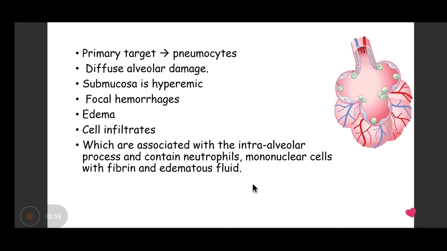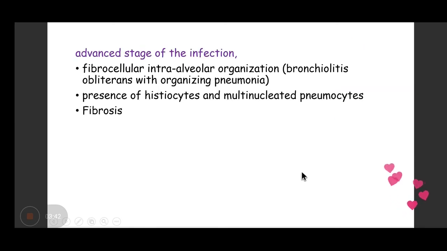What happens in viral pneumonia? The primary target is pneumocytes. Pneumocytes are the alveolar cells, type 1 and type 2. They are the primary target of the viruses, and the viruses cause diffuse alveolar damage. The alveolar submucosa becomes hyperemic. There are focal hemorrhages, edema, and then cell infiltrates into the interalveolar space, associated with neutrophils, mononuclear cells and fibrin production. In an advanced stage of the infection, there is fibrocellular intraalveolar organization. There is presence of histiocytes and multinucleated pneumocytes, which result in fibrosis of the lung.